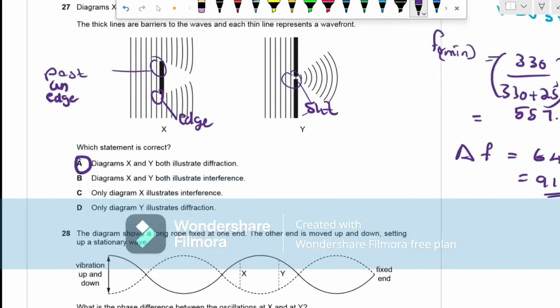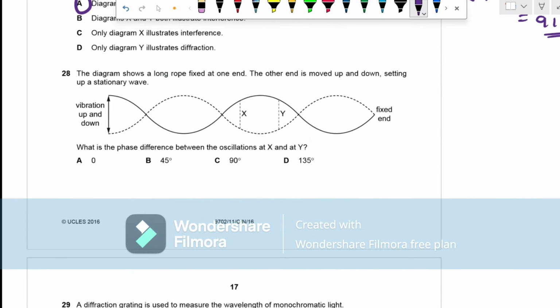A rope is fixed at one end, the other end is moved up and down, setting up a stationary wave. What is the phase difference between particles at X and particles at Y? Lock in. You need to understand this, guys. We have a node, then we're going to have an antinode.